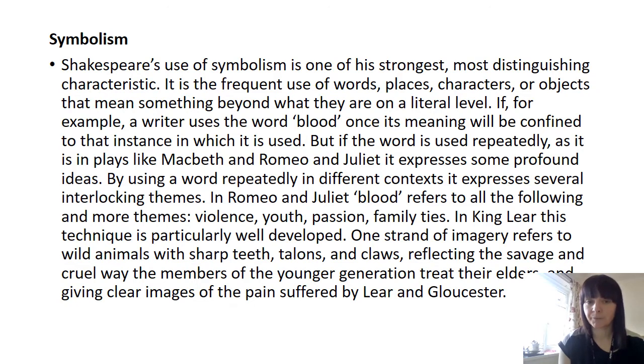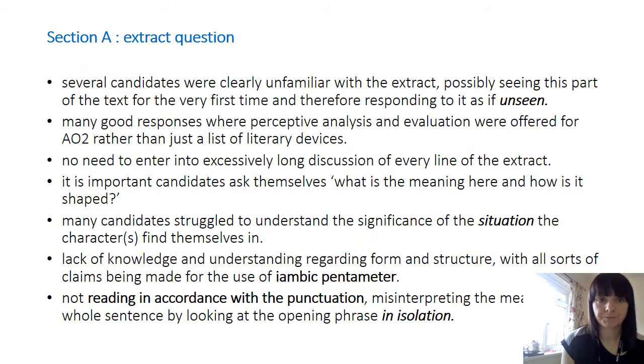In King Lear, the technique is particularly well developed. So one strand of imagery refers to wild animals with sharp teeth, talons, claws. And that definitely reflects the savage and cruel way the members of the younger generation treat their elders. And it shows clear images of the pain that both Lear and Gloucester suffer in the play. So symbolism is a really important one to consider.